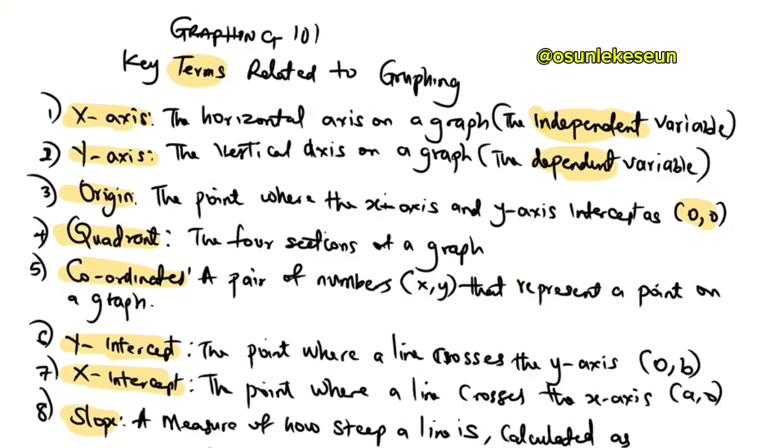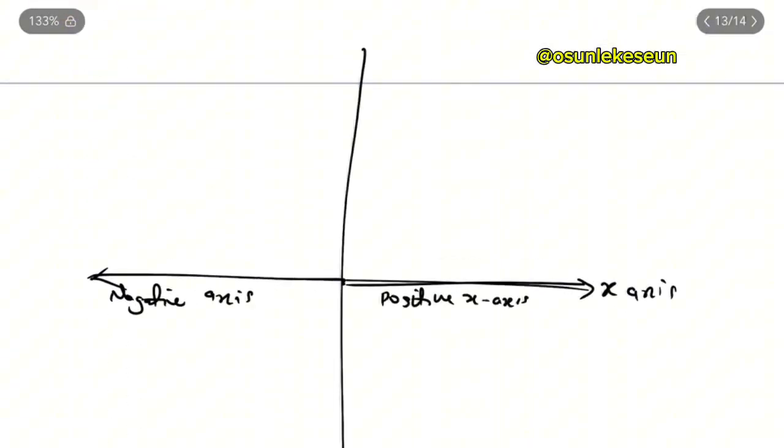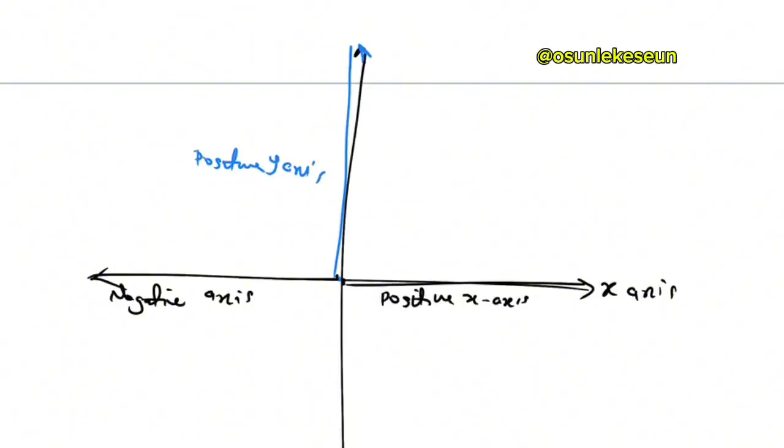Also we have what we call the y-axis, the vertical axis on the graph, and that's the dependent. It's depending on the x, it's depending on the horizontal. So in this case, this is the y-axis, and from here to here on this line, this is the positive y-axis, and from here to here is the negative y-axis.